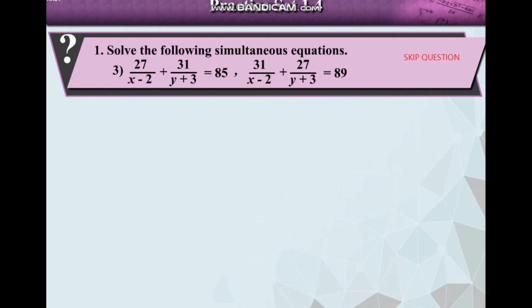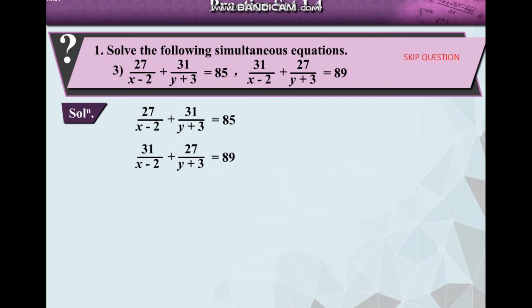3. 27 upon x minus 2 plus 31 upon y plus 3 is equal to 85. 31 upon x minus 2 plus 27 upon y plus 3 is equal to 89. Solution. Equations. 27 upon x minus 2 plus 31 upon y plus 3 is equal to 85. 31 upon x minus 2 plus 27 upon y plus 3 is equal to 89.